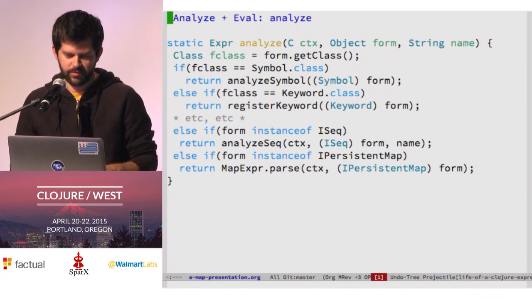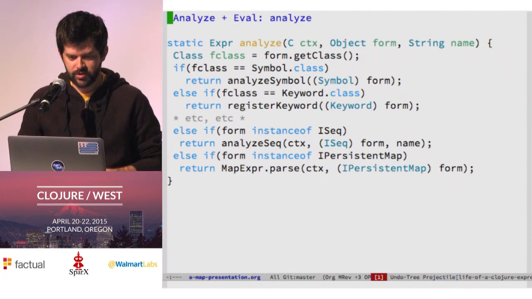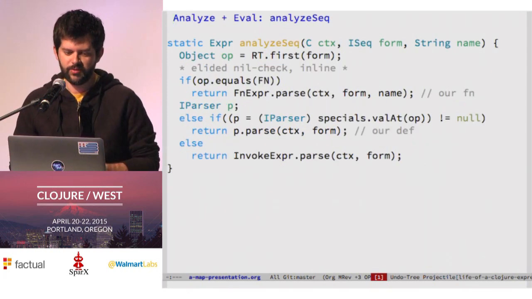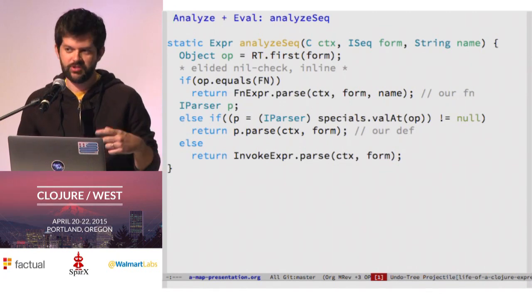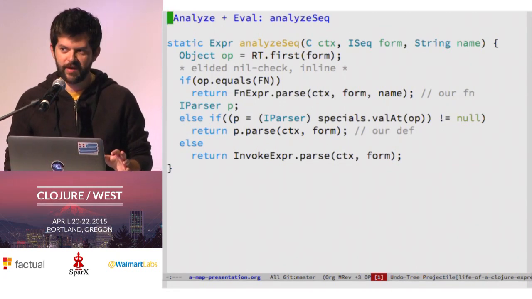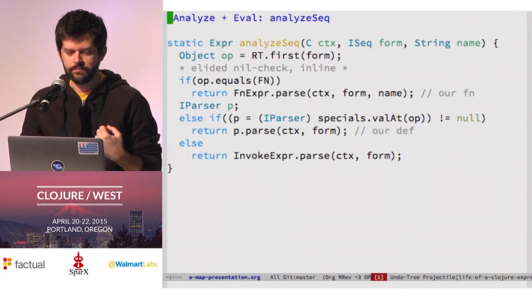I'm not going to go into symbols or keywords, but I am going to go into analyzing sequences and the map expr path. So analyze seq, it's a list. You kind of know what to expect from a list. It's generally going to be you're calling a function. We don't have to worry about it being a macro anymore because we macro expanded already.